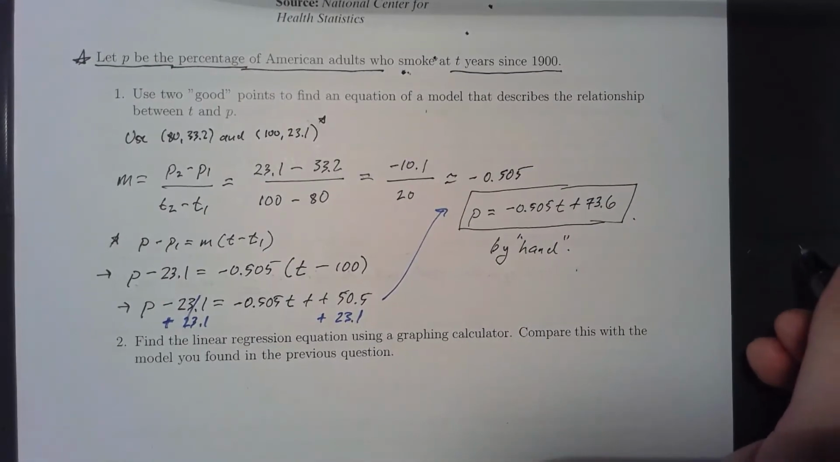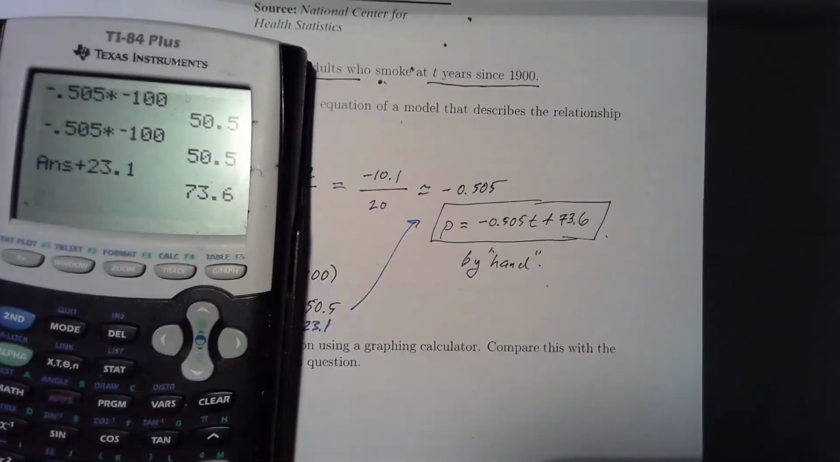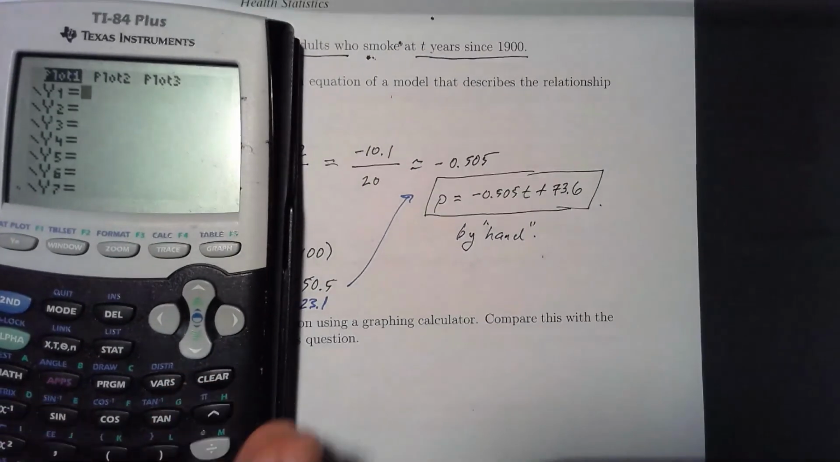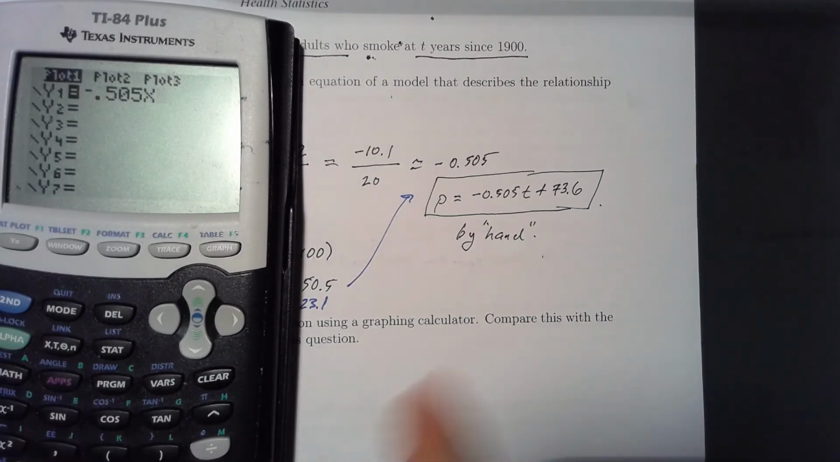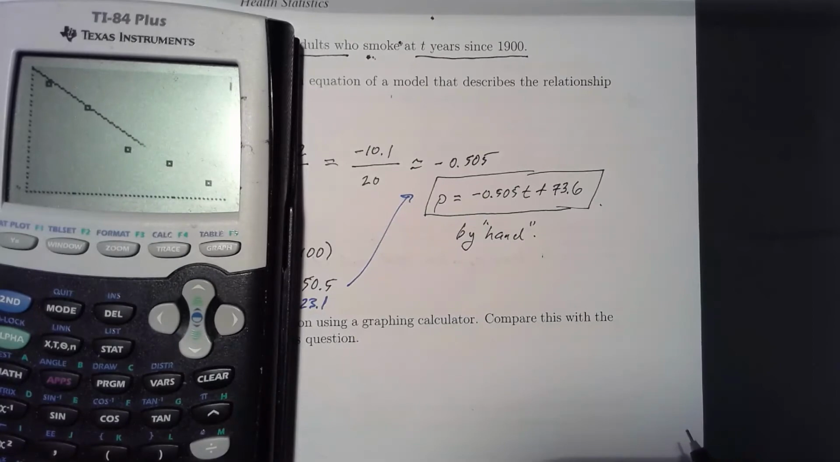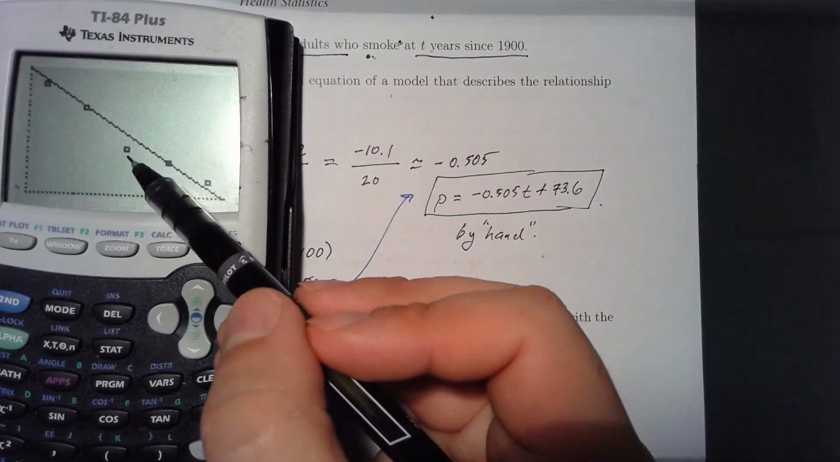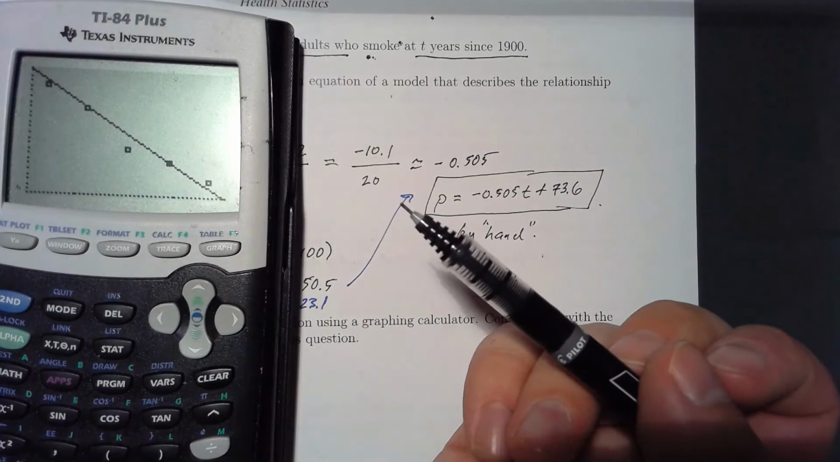That's not the linear regression equation. Now, how does this compare? Well, let's go to y equals. Type this in. So negative 0.505 x plus 73.6. Graph it. There it is. Does a pretty good job. I mean, it's a little off from this point, but I mean, yeah, that's pretty decent.